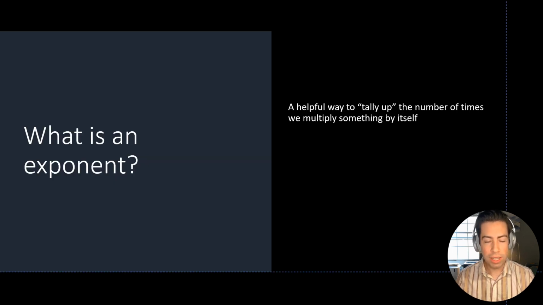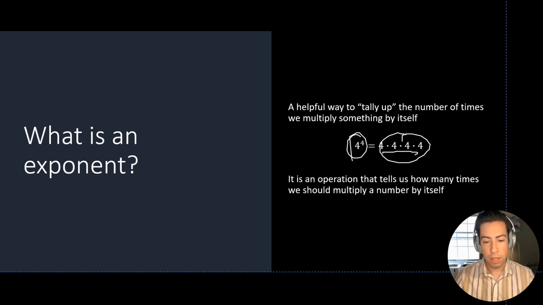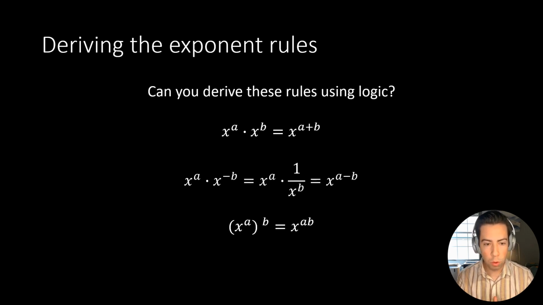So first question is, what is an exponent? Essentially, an exponent is just a helpful way to tally up the number of times you multiply something by itself. So let me show you what I mean. If we have 4 to the 4th power, that's just the same thing as saying 4 times 4 times 4 times 4, right? This takes up a lot of room, so mathematically it's a lot easier to write it as 4 to the 4th power. Like I said, it's an operation that tells us how many times we should multiply a number by itself.